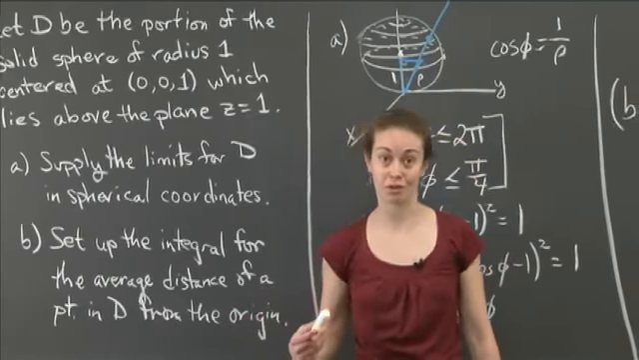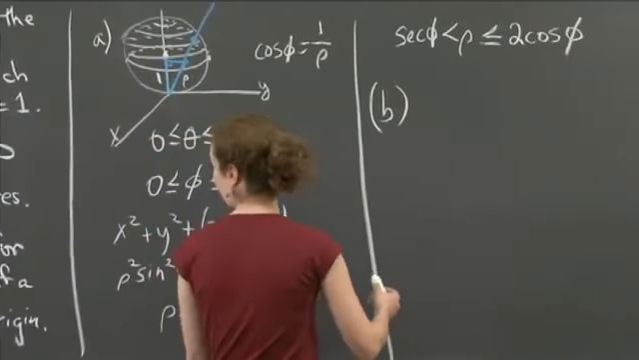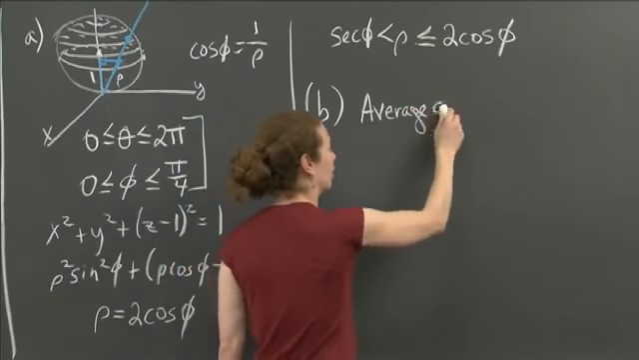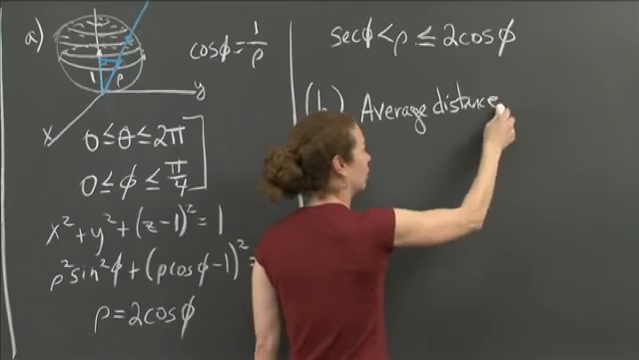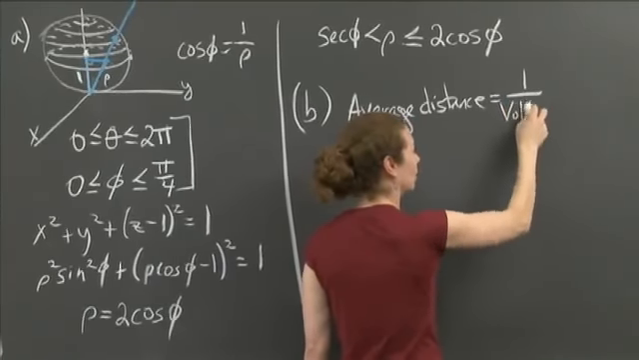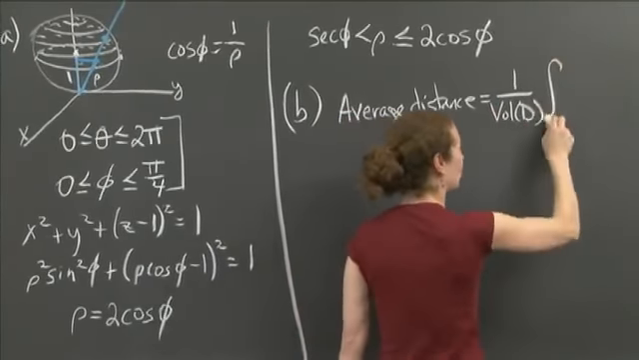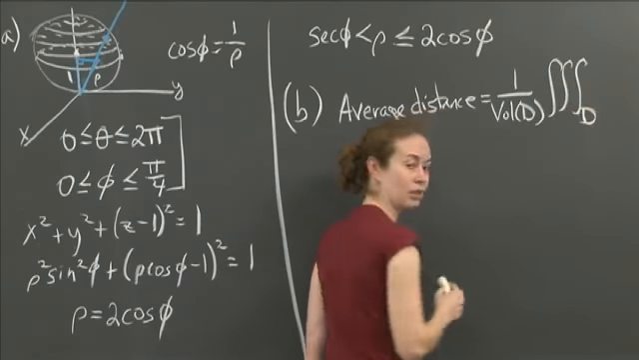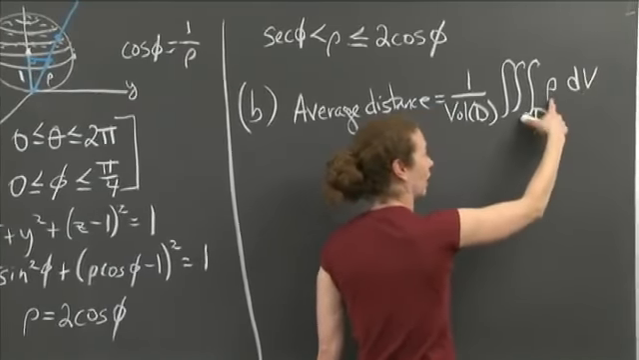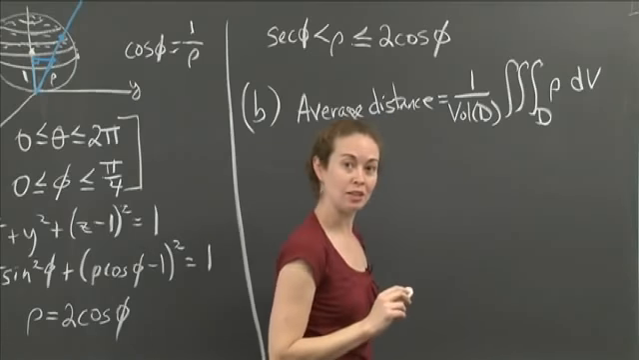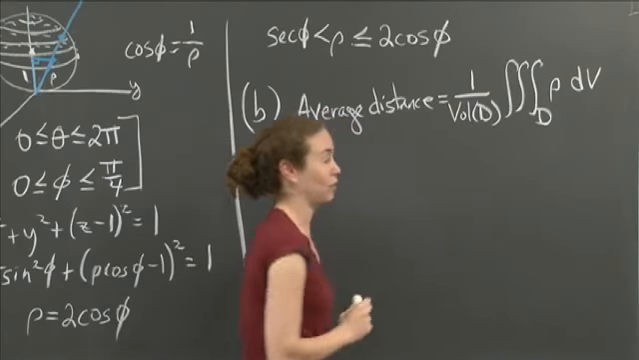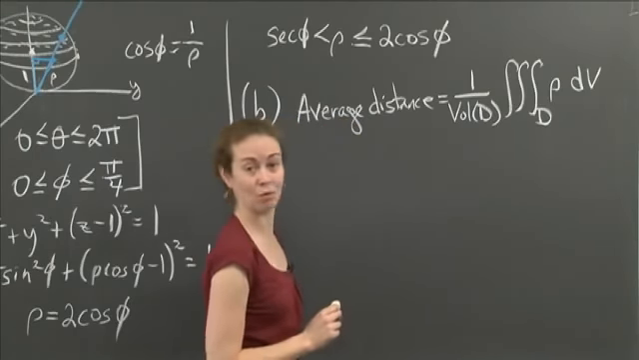In spherical coordinates, that's the function. So let me write down what we're going to have here. So part B, the average distance is going to equal 1 divided by the volume of D times the triple integral over D of the function rho dV. Okay, so now I have to write dV in the spherical coordinates, and I have to write D in the spherical coordinate bounds. And then I know I have to figure out the volume of D. So we're going to figure out each of these things, and then we'll be done.